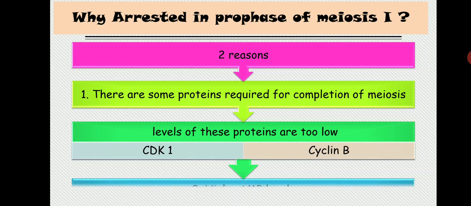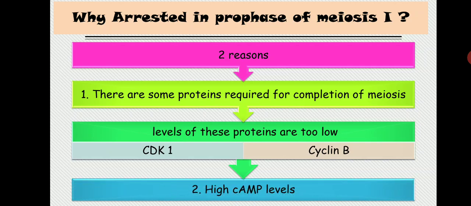Second thing is a very high level of cyclic AMP. Yes, it is cyclic AMP. A very high level of cyclic AMP will ultimately arrest the prophase at meiosis 1.